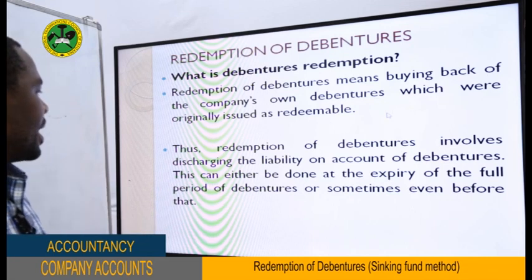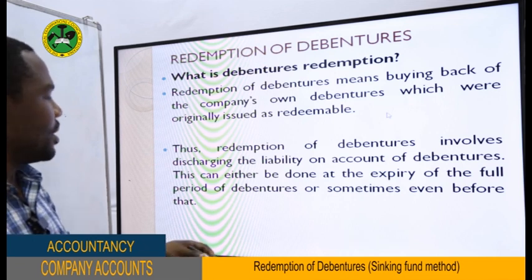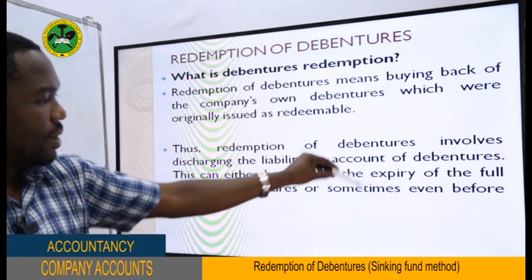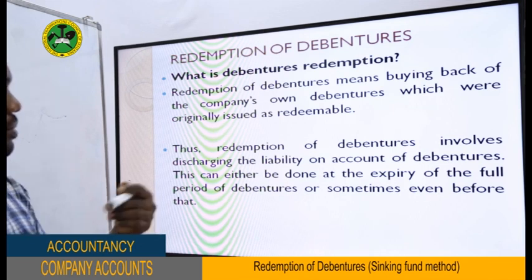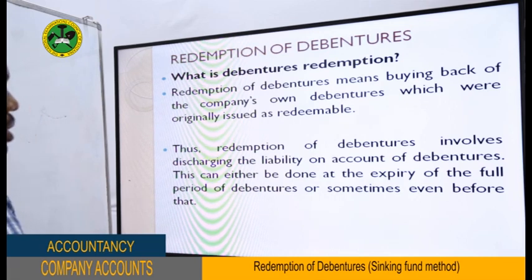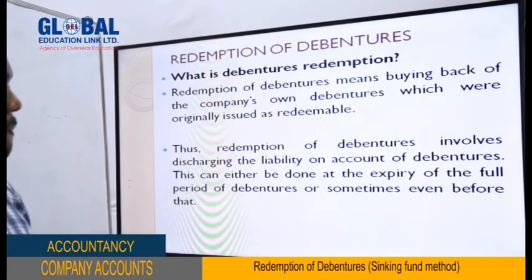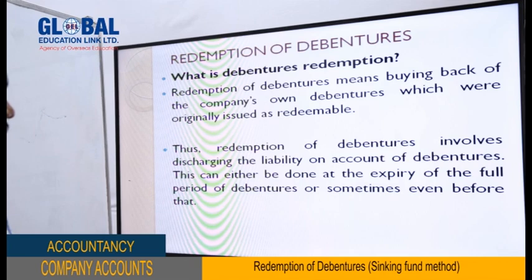This can either be done at the expiry of the full period of the debenture or sometimes even before that time. So there will be an expiry period for this redeemable debenture. But sometimes the company may buy or purchase back these debentures even before that time, when they see them sold below the market price in the stock exchange market. So they may buy them before the expiry period.